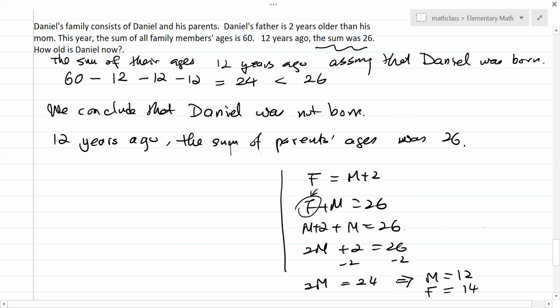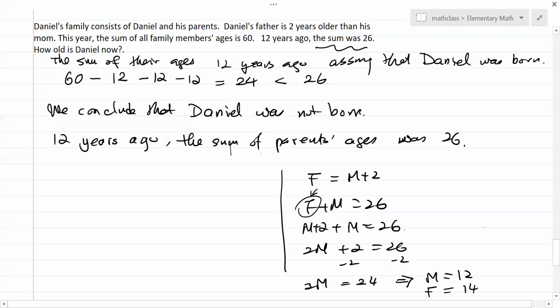And it's not easy to solve it. It's just to show it to you, right? You replace F by M plus 2. Now this method is called the substitution method. There are two different methods to solve equations like that. One is called the elimination method, and one is called the substitution method. You substitute F with M plus 2. You get that from the first equation.